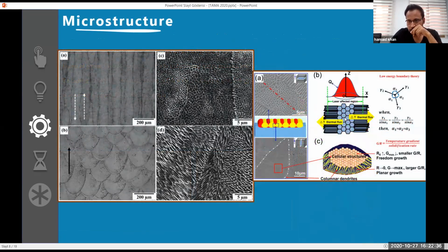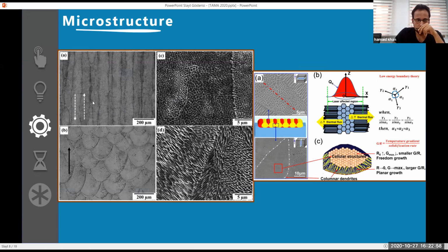For example, look at this picture. At the center of the melt pool, you can see circular grains, or more like a hexagonal type, in order to reduce the energy content. And the side grains are more like columnar grains. Similarly, here you can see some columnar grains, and at the center you can see some cellular structures.